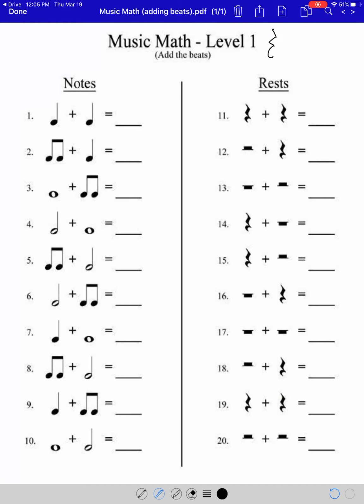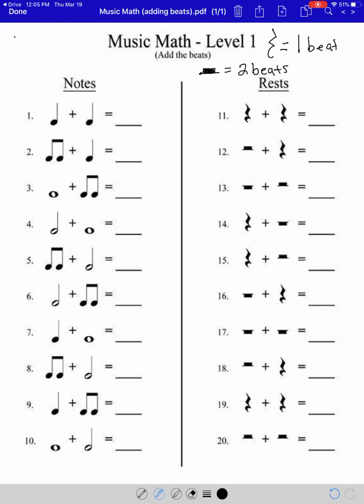So this squiggly symbol here is called a quarter rest, and it gets one beat. The little top hat is called a half rest. So if you have a bar and then a little hat on top, these are called half rests, and just like a half note, they get two beats.